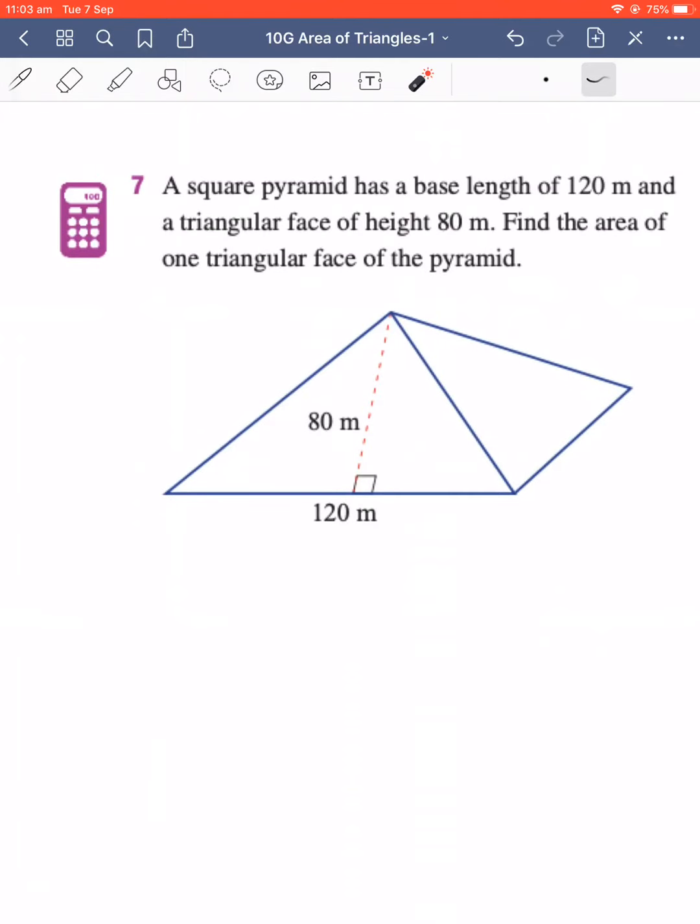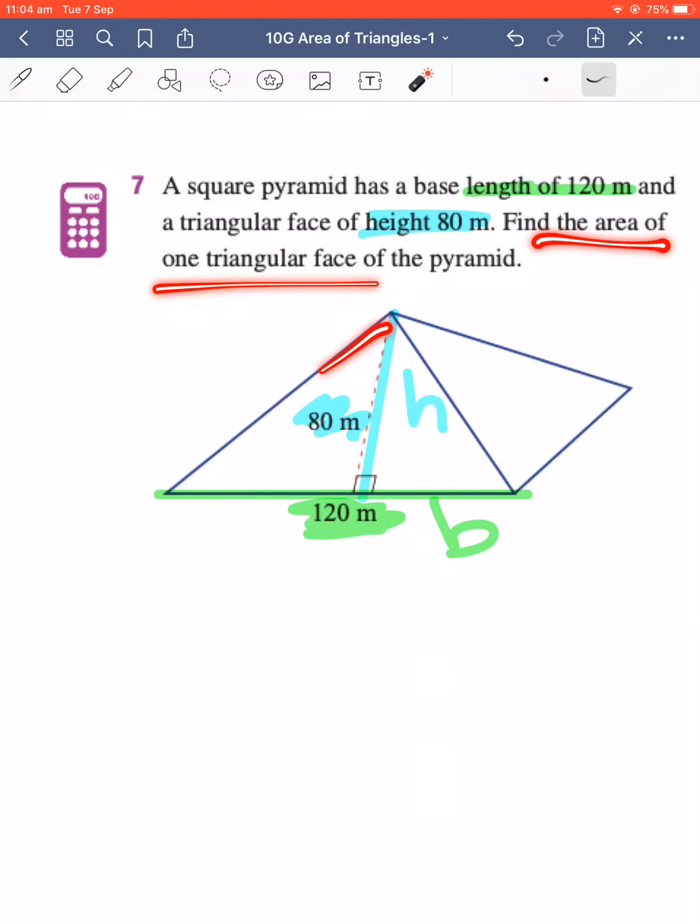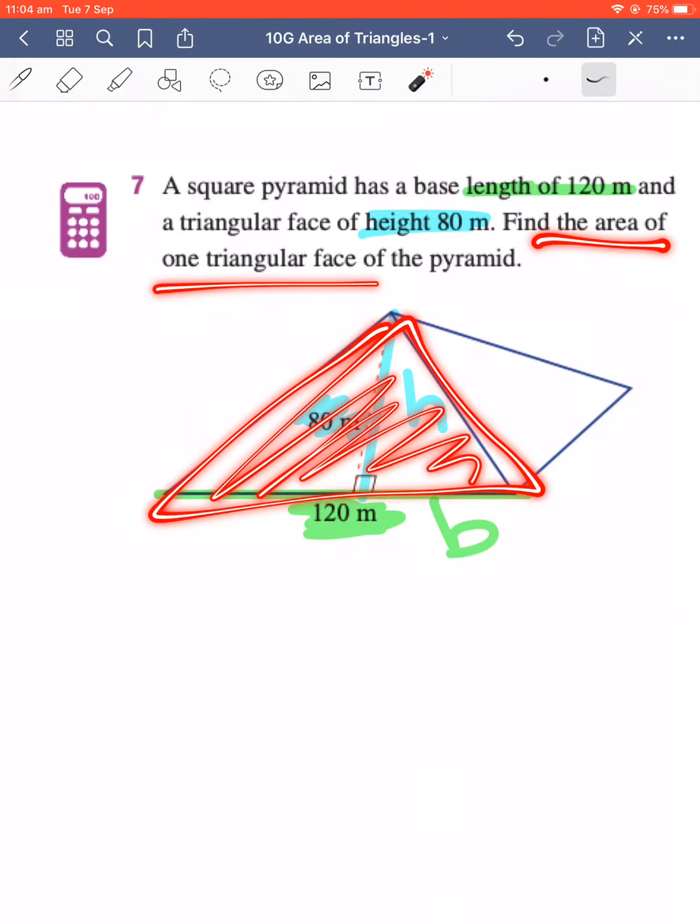Last one, number 7. Let's go. So we have a square pyramid and it has a base length. Let's highlight that so we know what we're talking about. It has a base length of 120. So there is my base, which is 120. We also have our height, which we're told here, of the triangular face is 80 meters. So that's my height. I need to be able to find the area of one face, so I need to know how much space this is.